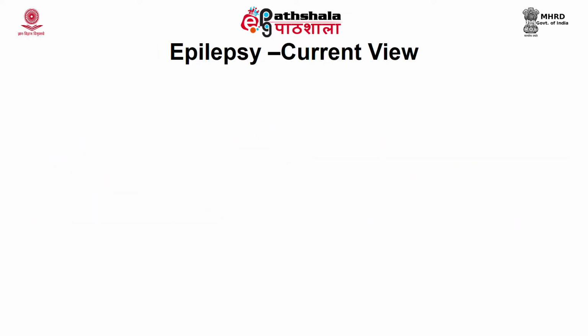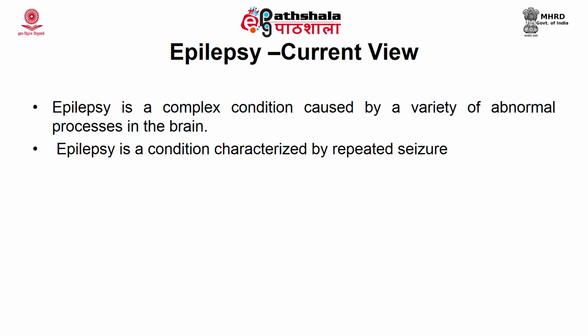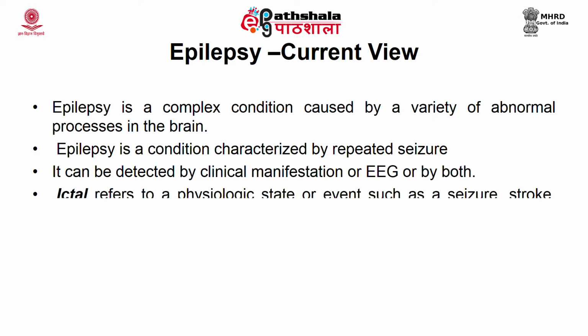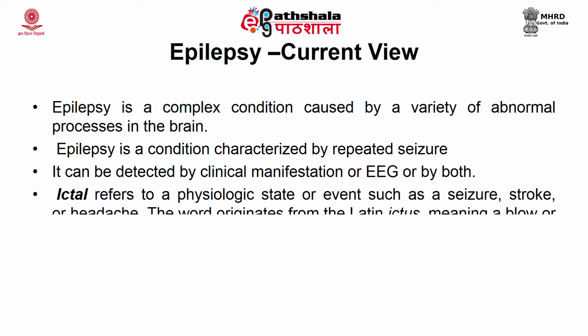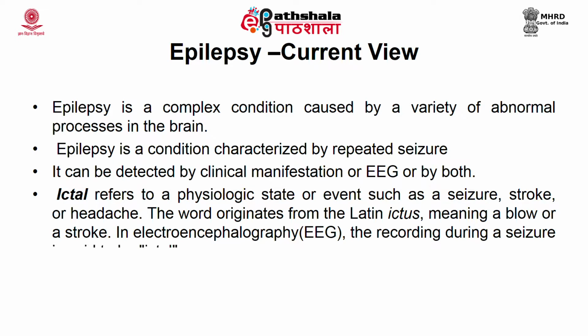But in the current view, we have understood that epilepsy is a complex condition caused by a variety of abnormal processes in the brain. Epilepsy is characterized by repeated seizures and it can be detected by EEG. Now, the epileptic EEG is referred to as ictal, and it is marked by spikes.